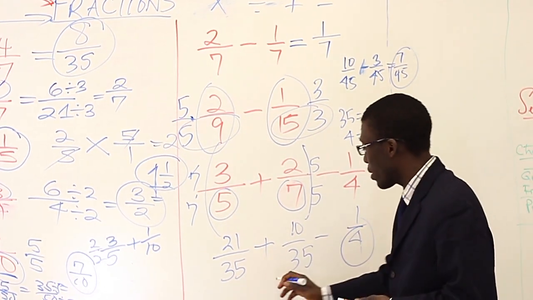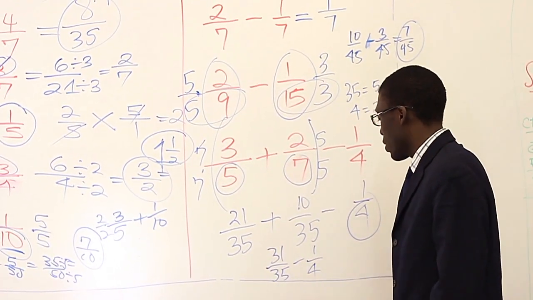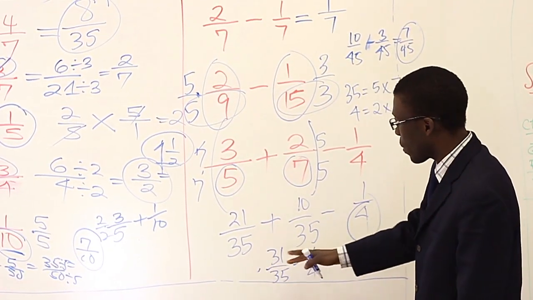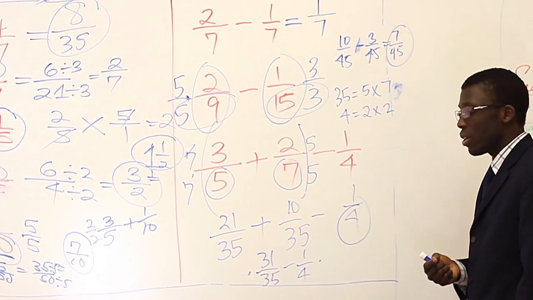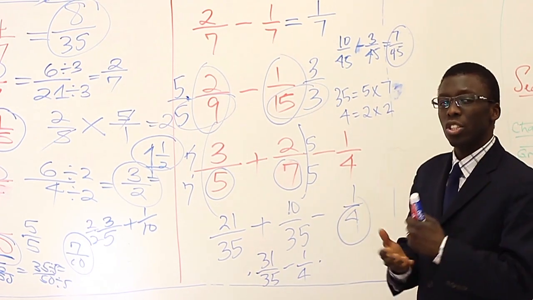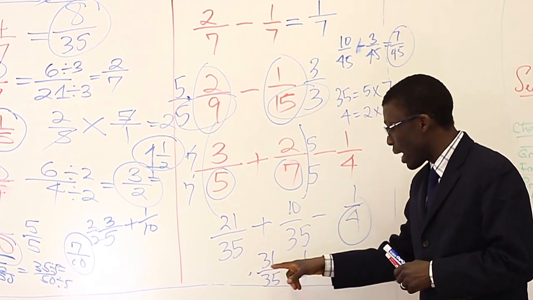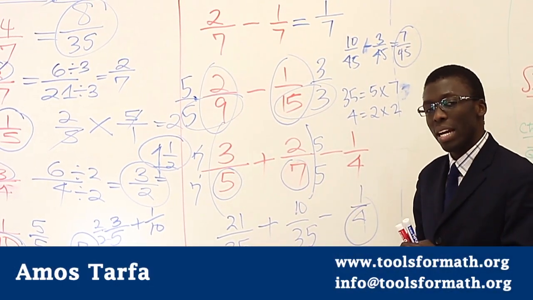But let's add that part. That becomes 31 over 35 minus 1 over 4. So I would have to multiply both top and bottom by numbers that would change the denominator to 140. I'm going to stop here in this video, and I'm going to challenge you now to try doing what I just described, using the principle, and see if you come up with the right answer.